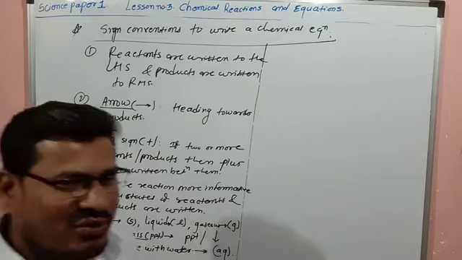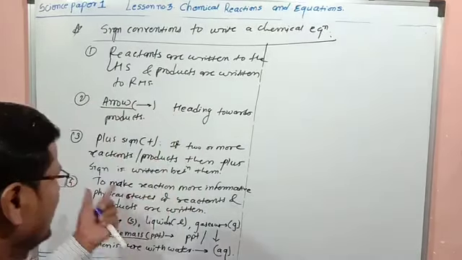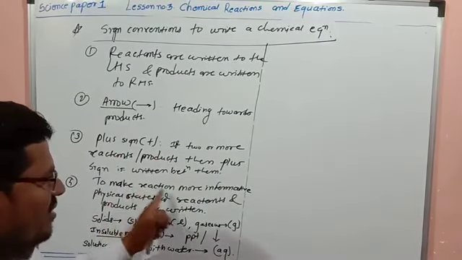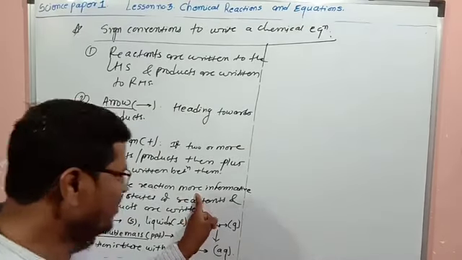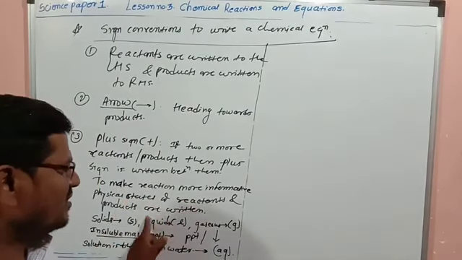So these are the sign conventions. We have studied four points. In that, the fourth point is important: to make the reaction more informative, you have to write the states of the reactants and products.